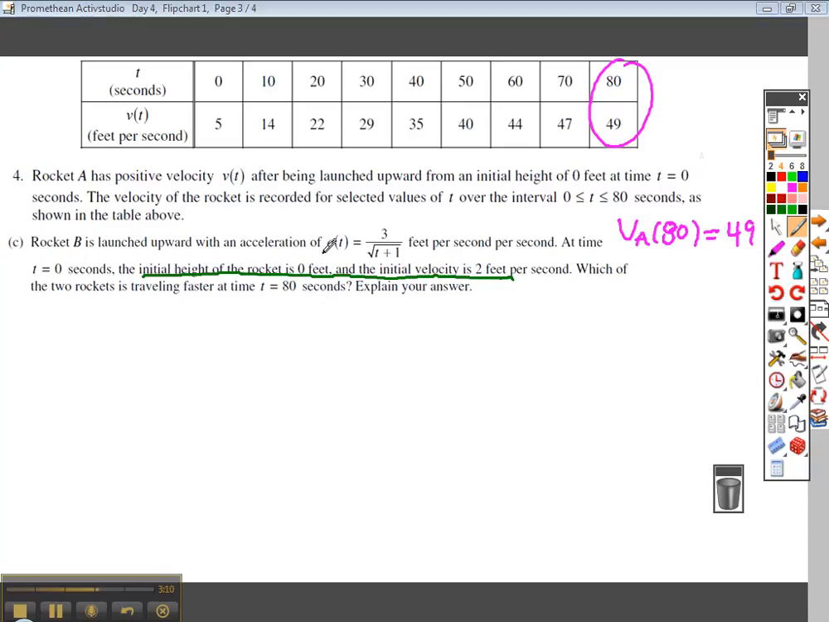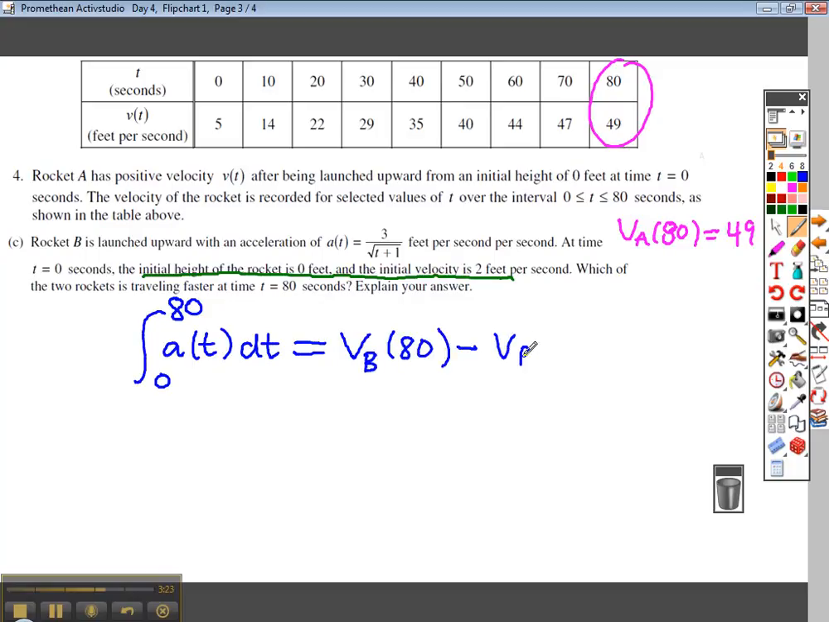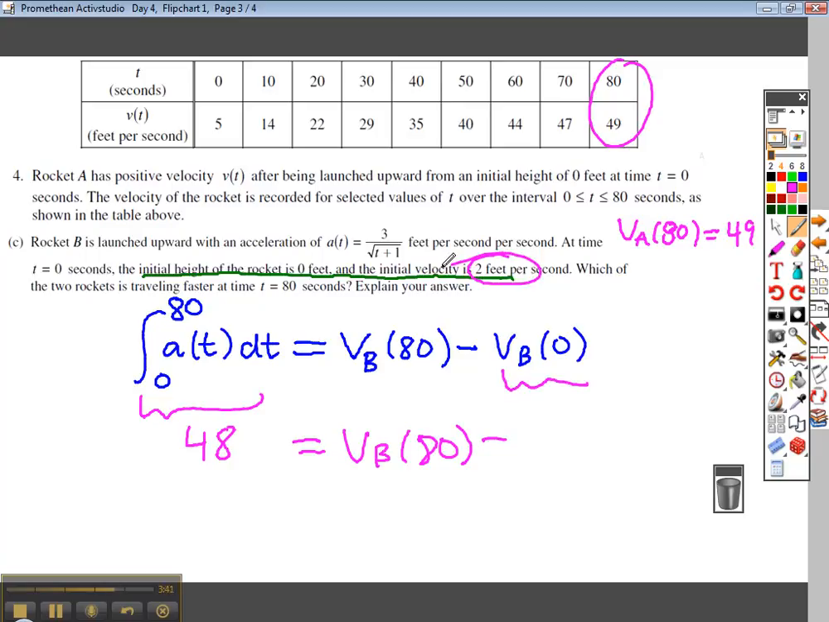Well, I'm going to integrate the acceleration. More specifically, I'm going to integrate it from 0 to 80. And what that'll give me is not just the velocity, but more specifically the velocity of rocket B at time equals 80 minus the velocity of rocket B at time equals 0 by the first fundamental theorem of calculus. And what you can show, either by hand or by calculator, is that this integral is going to be 48. Velocity of rocket B at 80 is what we're looking for. And then the velocity of rocket B at 0 is 2 feet per second.